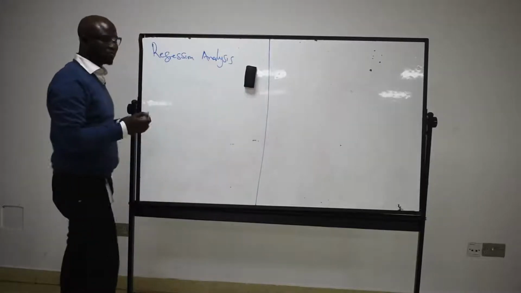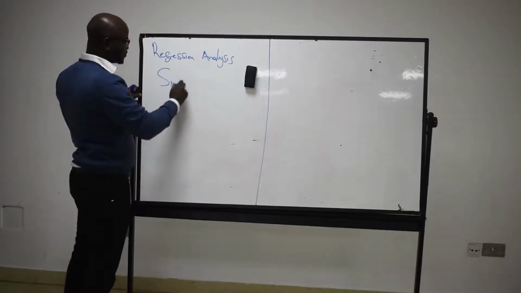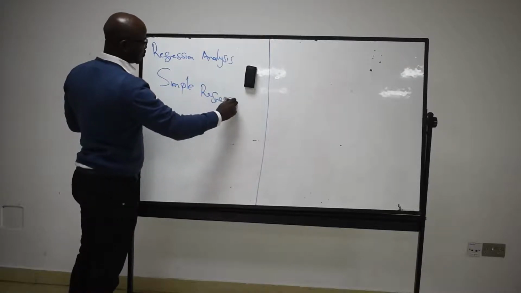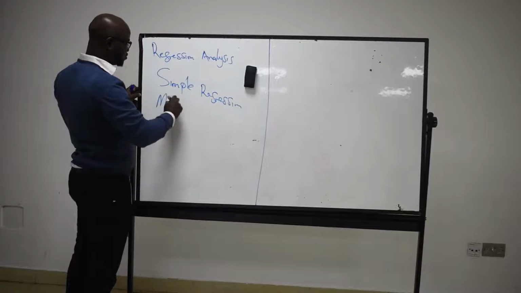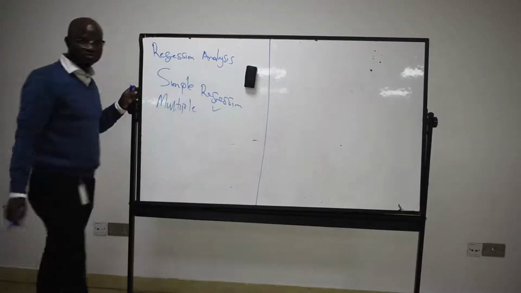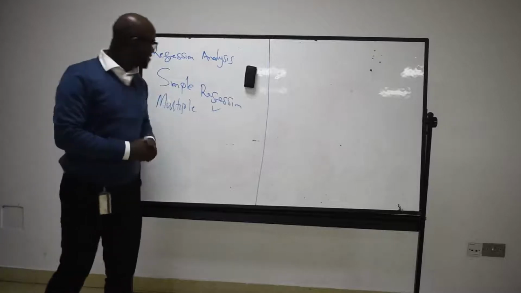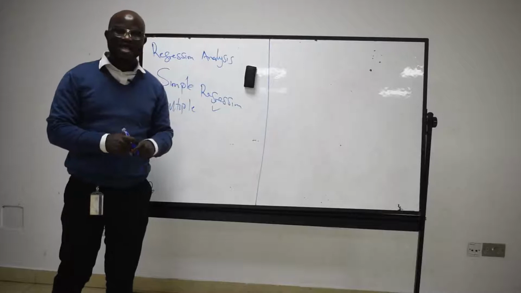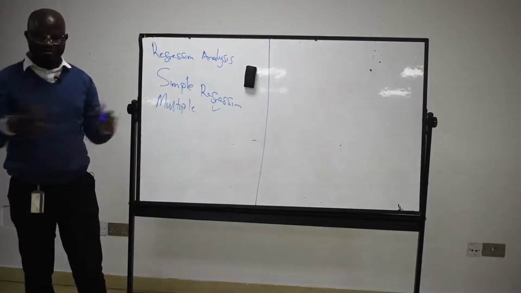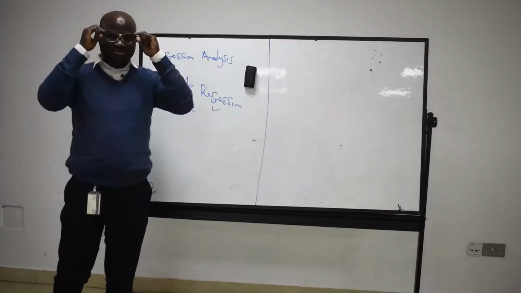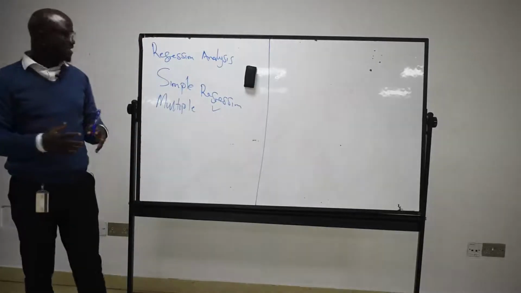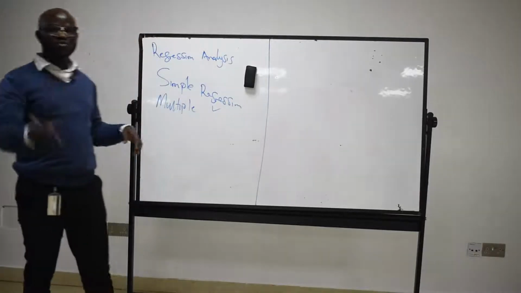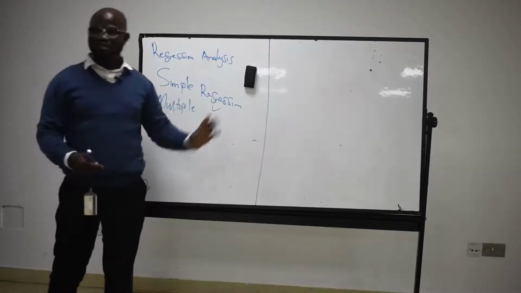And regression analysis is divided into two. We have simple regression and we have multiple regression. Class, simple regression talks about the relationship between one dependent variable and one independent variable, with the aim of predicting or forecasting the outcome of the dependent variable given the fixed value of the independent variable.